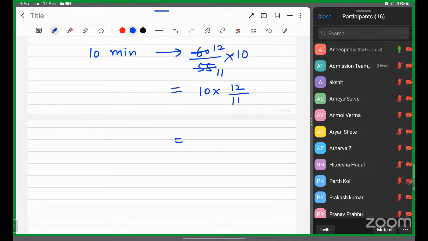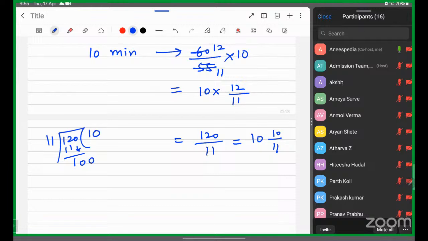So 120 by 11, right? And this will be 10 and 10 by 11. If you divide 120 by 11, this will be 1. We are left with 1. Then we will take 0 and 0. Then it will be 100.